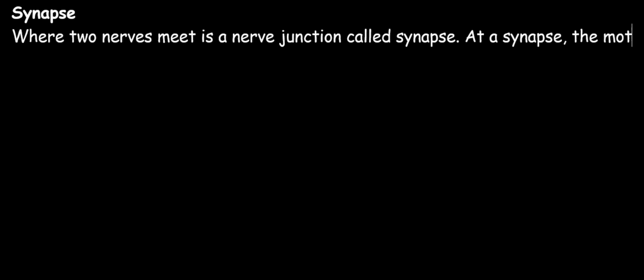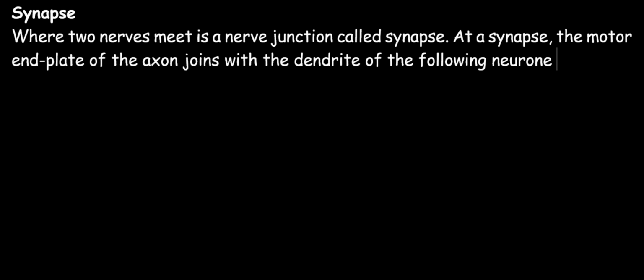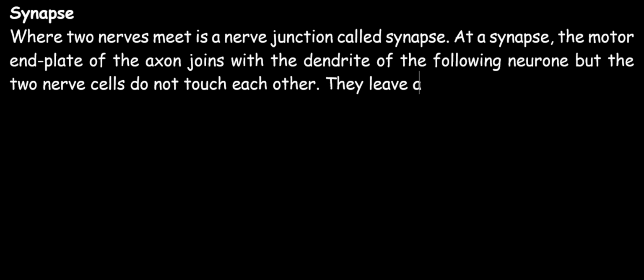Now, what is a synapse? Where two nerves meet is a nerve junction called a synapse. At a synapse, the motor end plate of the axon joins with the dendrite of the following neuron, but the two nerve cells do not touch each other. They leave a gap, and this gap is called a synaptic gap. So synapses allow signals to pass through two different nerves.